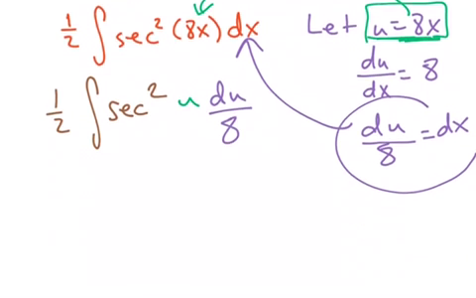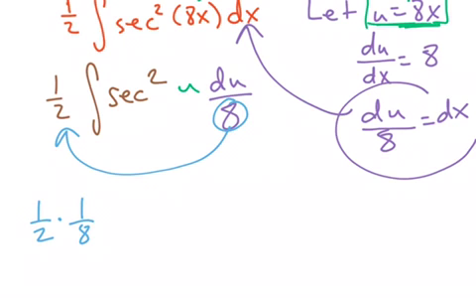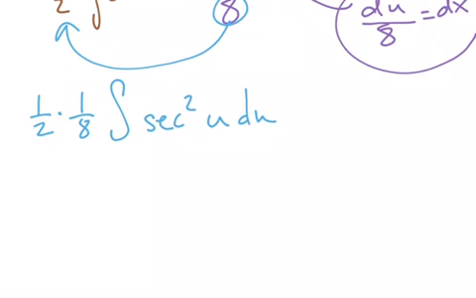Alright, then I'm going to go ahead and clean it up. I'm going to put this 8 on the outside, so I have 1/2 times 1 over 8. I say 8, but because it's in the denominator, it's actually 1 over 8. So I have secant squared u du. And so this gives me 1 over 16 secant squared u du. And so what do I do from here?